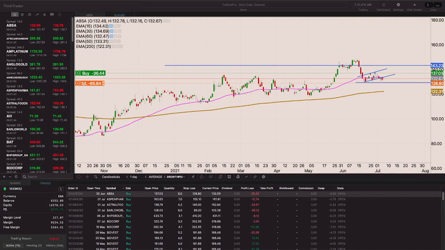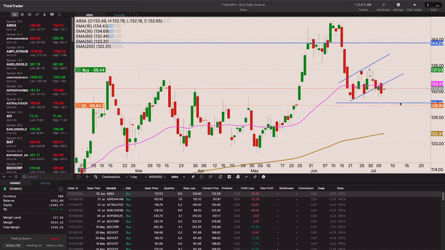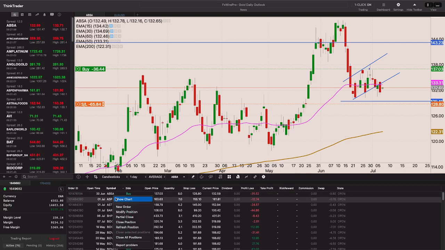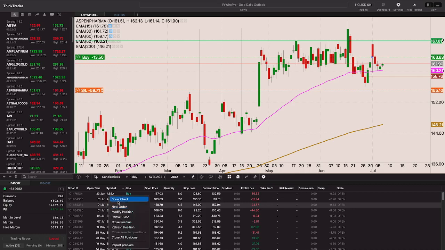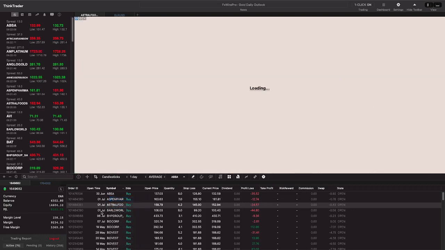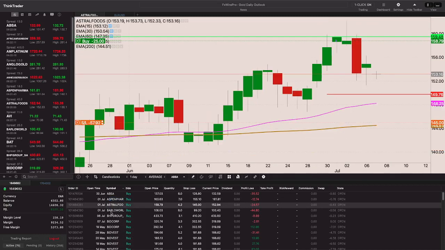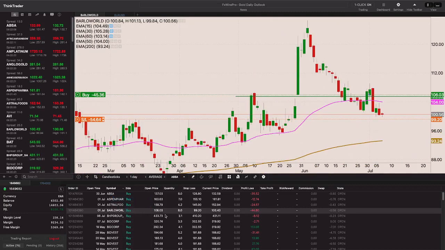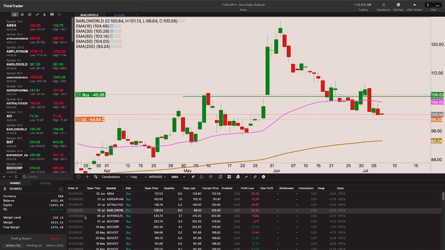Let's see. Absa kept up in the morning, still starting the day on the green, so that's good. Aspen also starting the day quite strongly, after bouncing off the 50-day exponential moving average. Astral Foods starting the day on the downside. Barloworld, pretty much negative as the day starts. It came bitterly close again to stopping me out at the open. Is Barloworld.